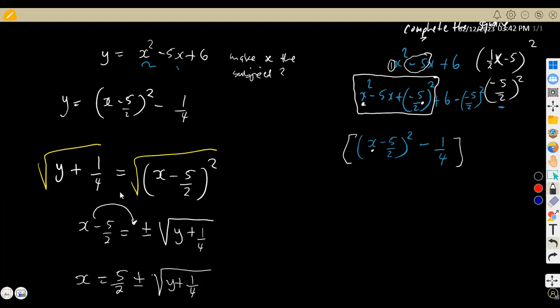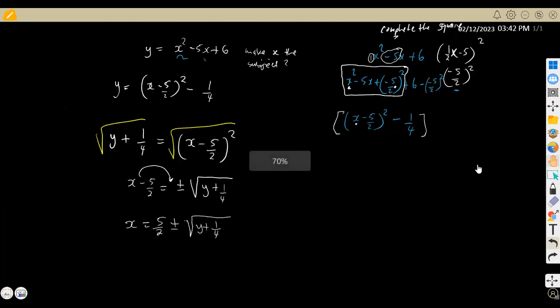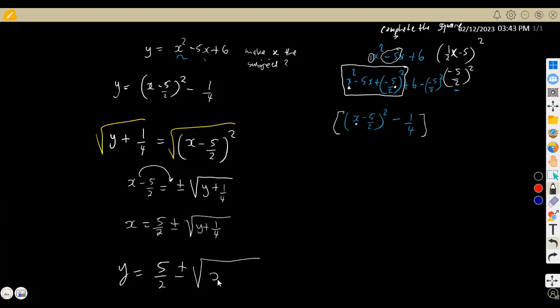Okay, so it depends on your presentation. Some might choose to combine this to be a single fraction, but some might choose to just leave it like that. As for me, I'm just going to leave it at this stage. So after making x the subject, remember the requirement now is to replace: in place of x, you substitute y, and in place of y, you substitute x. So it's going to be 5 over 2 plus or minus the square root of x plus 1 over 4. So this is your inverse. Therefore, the inverse of f of x is equivalent to 5 over 2 plus or minus the square root of x plus 1 over 4.